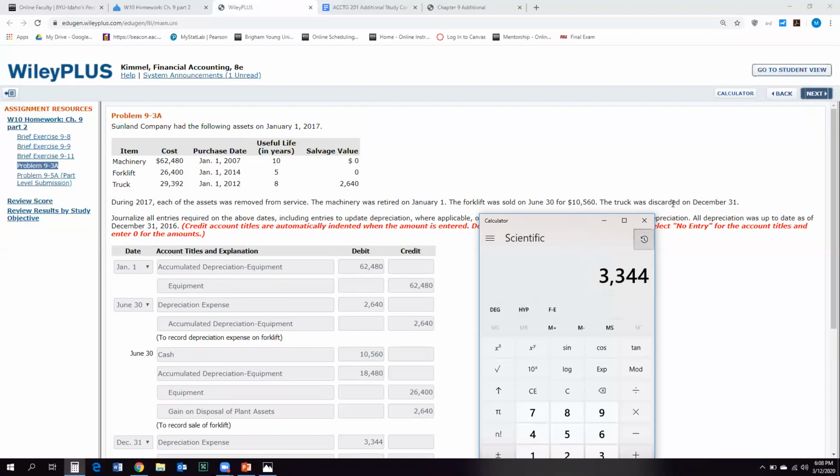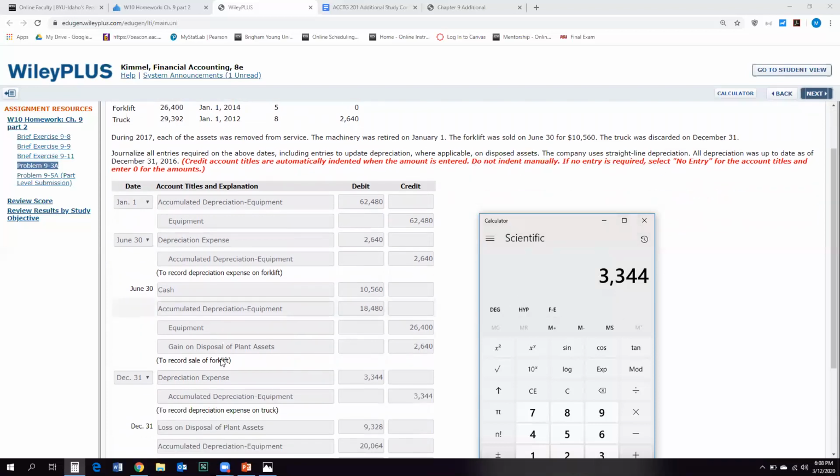Since I'm discarding it on December 31st, I'll go ahead and do a full year's worth of depreciation for this year, 2017. So that's the first entry to bring the depreciation expense up and the accumulated depreciation up to where it should be at the time of disposal.